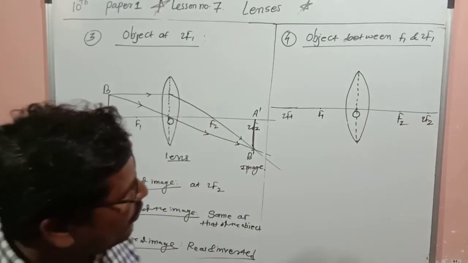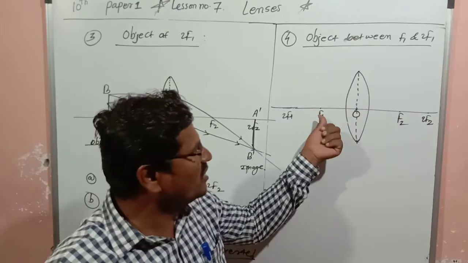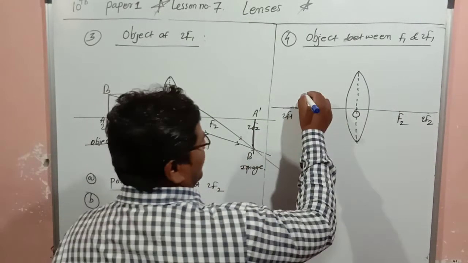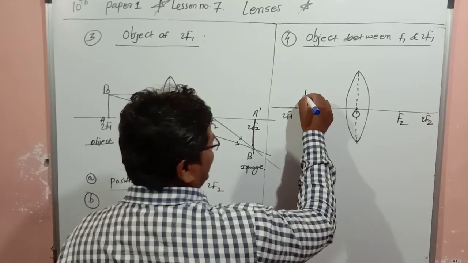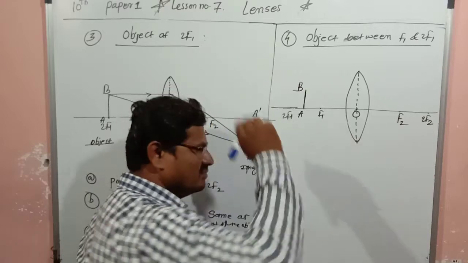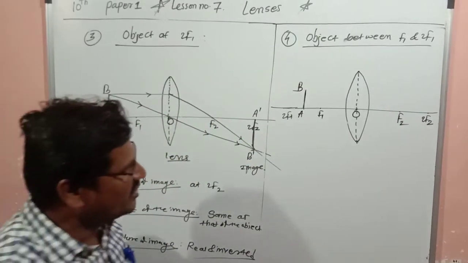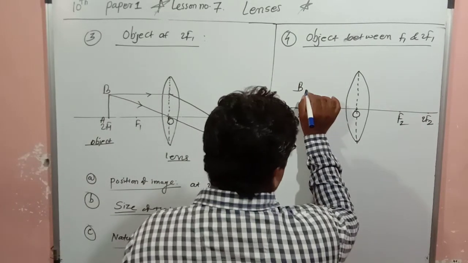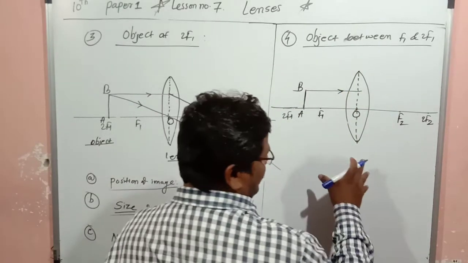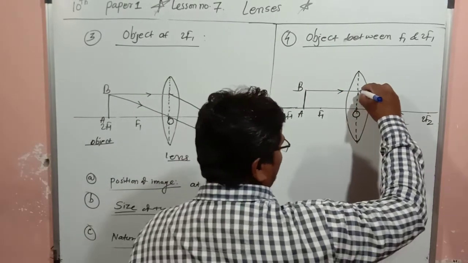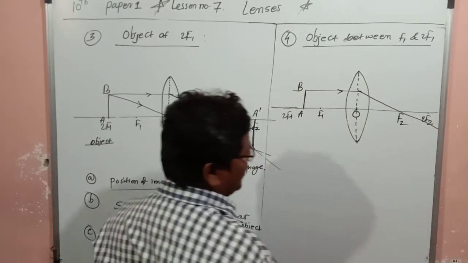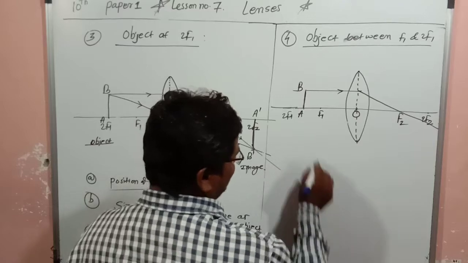Now where is the object? Between F1 and 2F1. So you have to keep the object. Suppose this line is determining the object. Suppose this AB is the object. So first, a light ray going from B is parallel to the principal axis. Then according to the first rule, that light ray will pass through the principal focus.